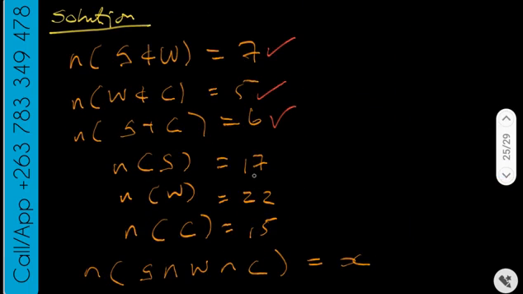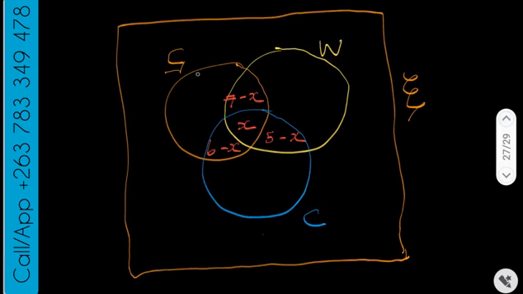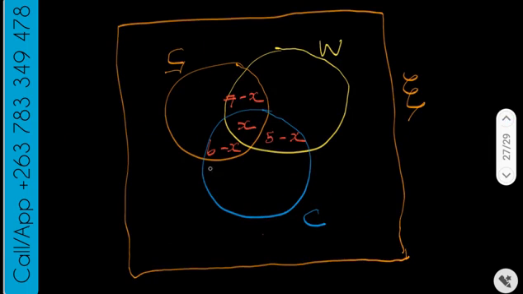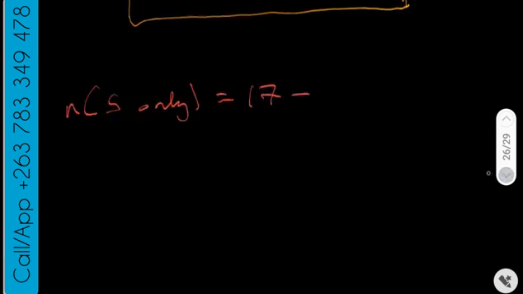The total number of people who enjoyed game viewing is 17, right? Total number of people belonging to this set of game viewing is 17. So we have to calculate how many enjoyed game viewing only. So number of those who enjoyed game viewing only is going to be 17 minus all the other regions of that set: minus 7 minus X, minus X, minus 6 minus X. So you have a total of 17, you subtract this, that, and that, then you get your remainder that you're going to put there.